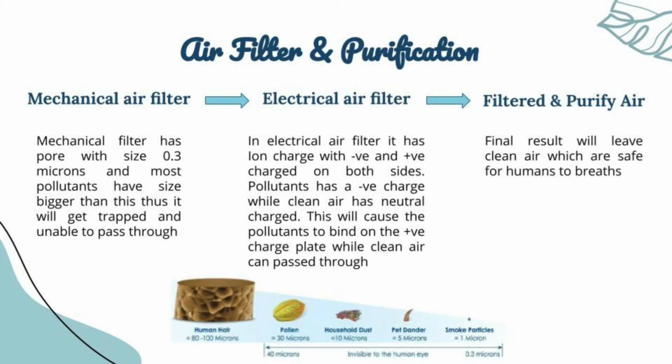During this stage, we will be using an electrical air filter, where it will only attract negative charge. For your information, pollutant has a negative charge, while clean air has a positive charge. From here we can conclude that after passing this stage, all positive charge, which is clean air, will leave, while the pollutant that has negative charge traps on the charge plate of this machine. And finally, the last stage, which is where we get the final result, is the purified and clean air, where it is safe for us to inhale.